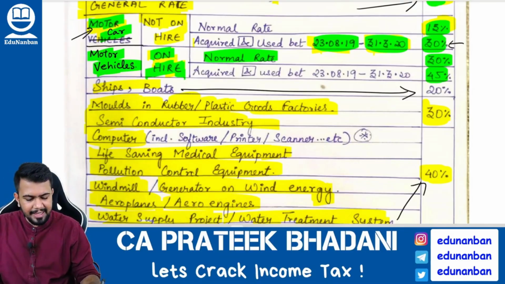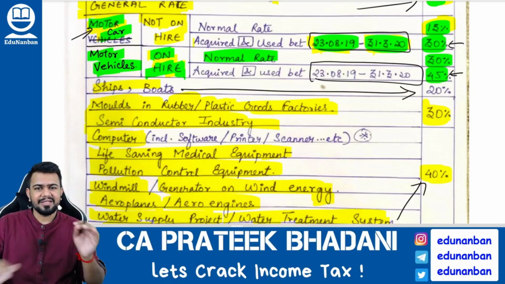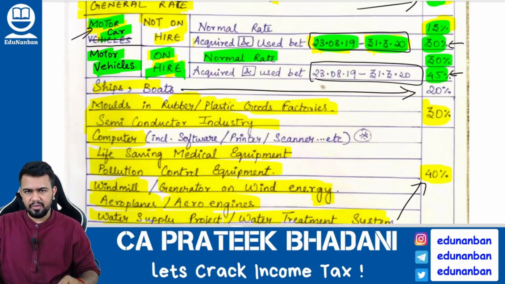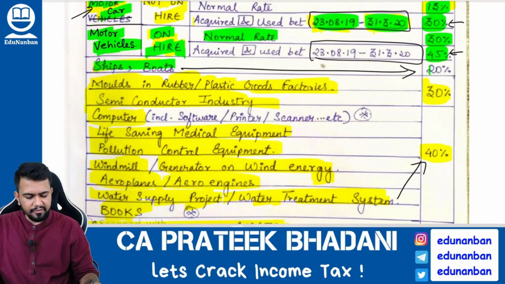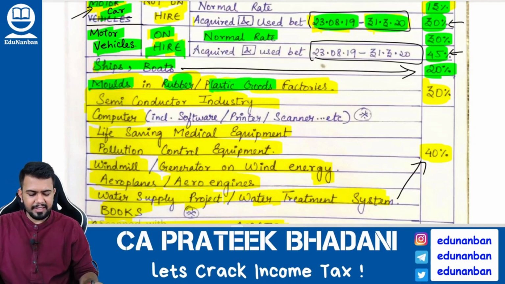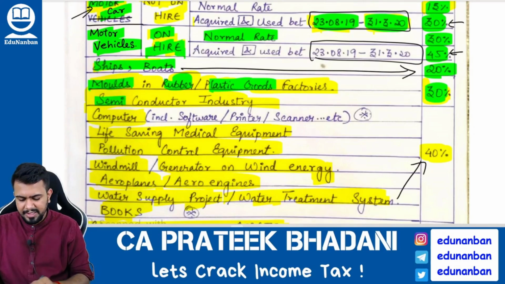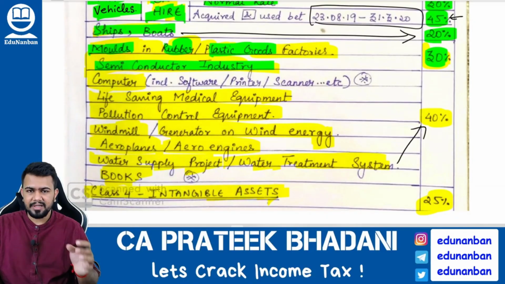And this higher rate of depreciation for 23rd of August till 31st of March is not only in the first year. For each and every year, this higher rate of depreciation is allowed as deduction. Next, for ships and boats, the rate of depreciation is 20%. For molds that are used in rubber factory or plastic goods factory, it is 30%. For semiconductor industry plant and machinery, the rate of depreciation is 30%.